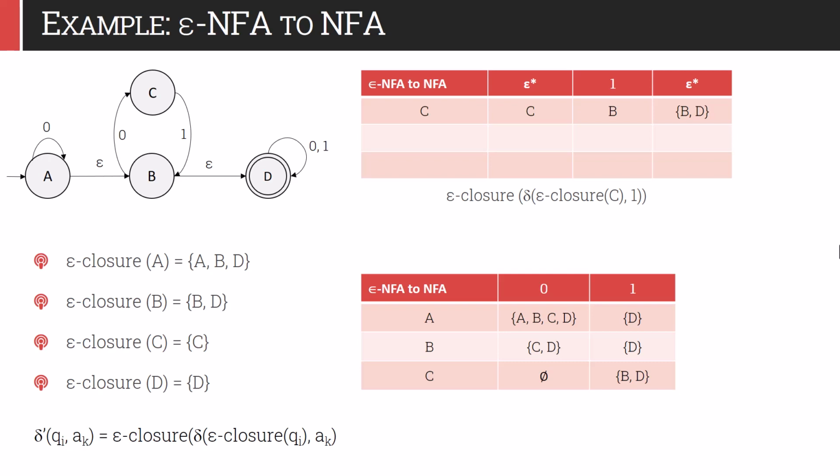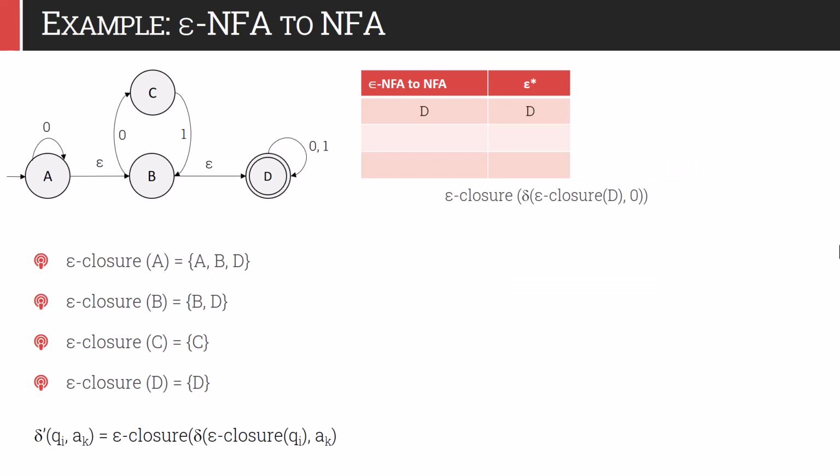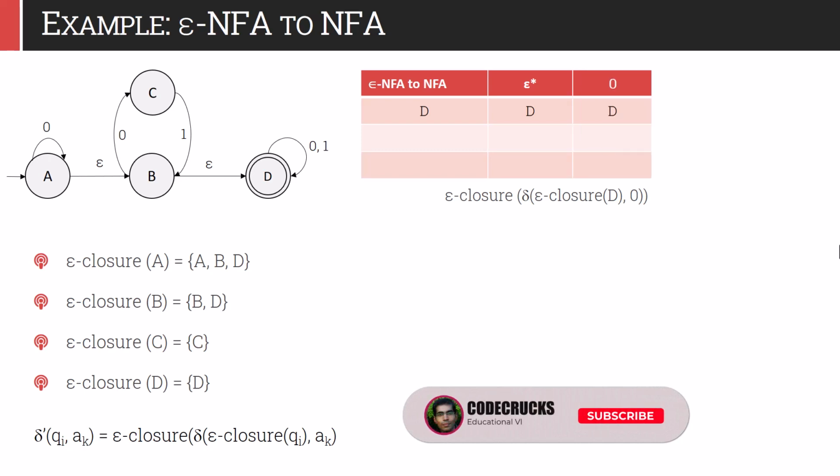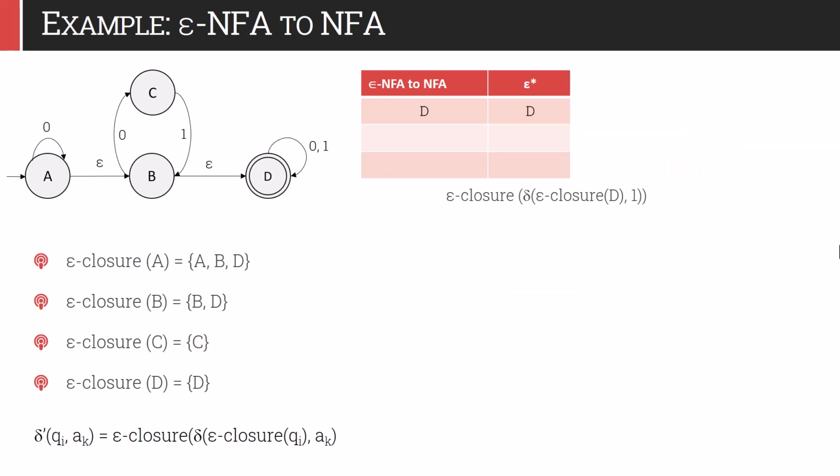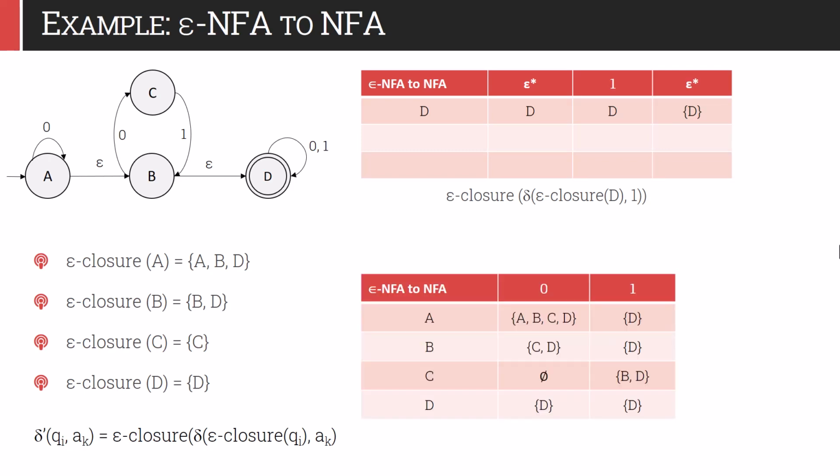Next we have to repeat the same procedure for state D. Epsilon closure of D is D. The transition on 0 is D, and the epsilon closure of that is as well D. So let's add that entry into the transition table. Repeat it for input alphabet 1. Epsilon closure of D is D, and on 1 it moves to D only, and the epsilon closure of that is just D. So that entry we have to add.